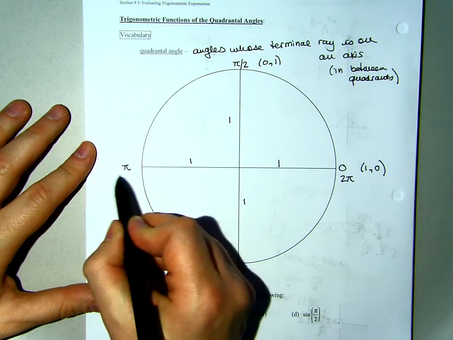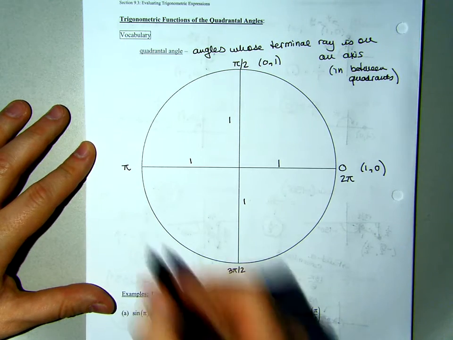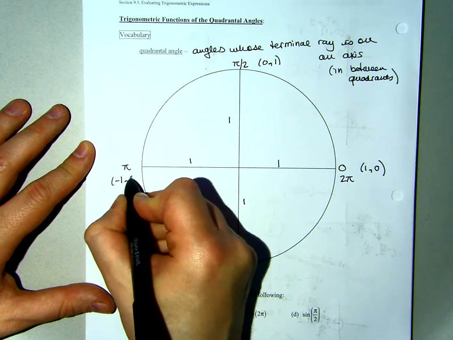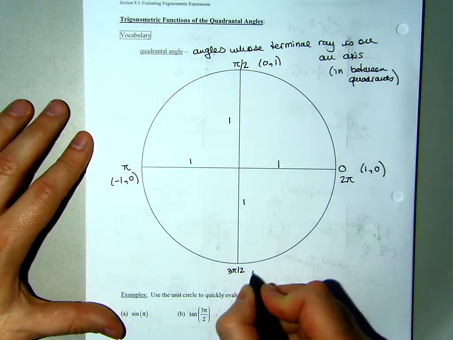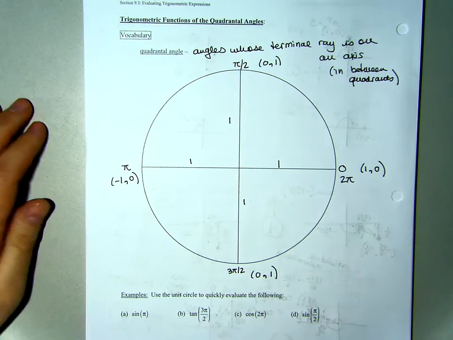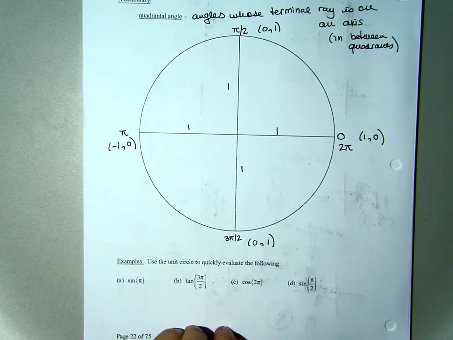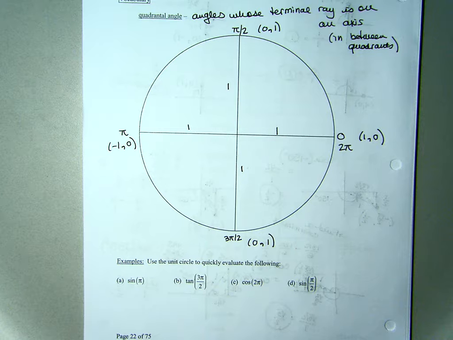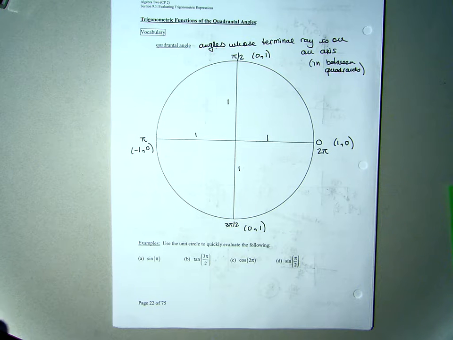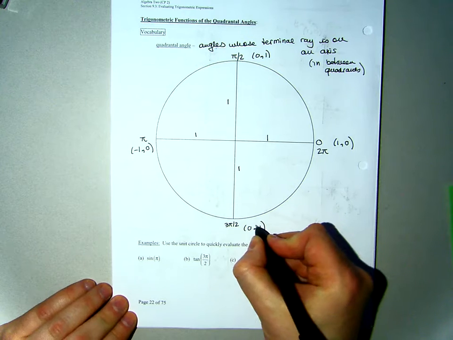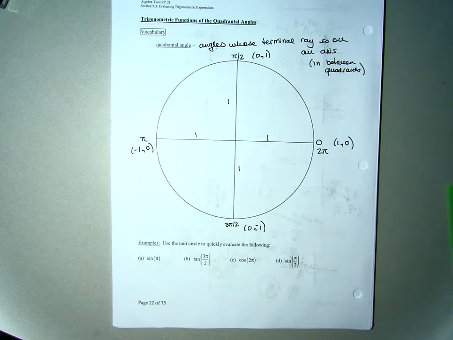Robbie, what are the coordinates of pi? Negative 1, 0. Good. And Natalie, how about the coordinates of 3 pi over 2? 0, negative 1. Do you see where those came from? We're going to start graphing in just a moment. These angles are going to be the most important angles for our graphing. More with that in a minute. Which is what I have written, 0, negative 1.